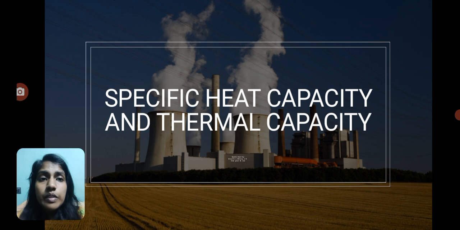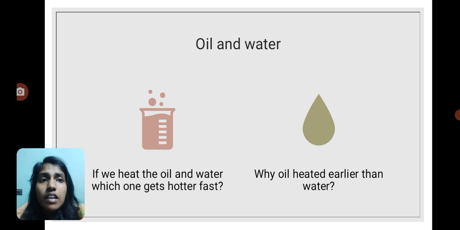Today we are going to learn about the specific heat capacity and thermal capacity. And what is specific heat capacity? Let's learn. This is the image of oil and water. If we heat the oil and water, which one gets hotter fast? Oil only gets hotter fast. Why does oil heat earlier than water? Do you know that? This is about the specific heat capacities of the materials.